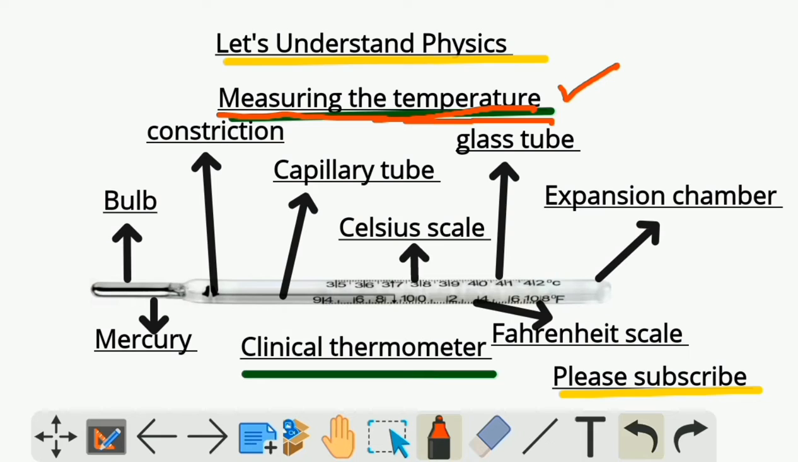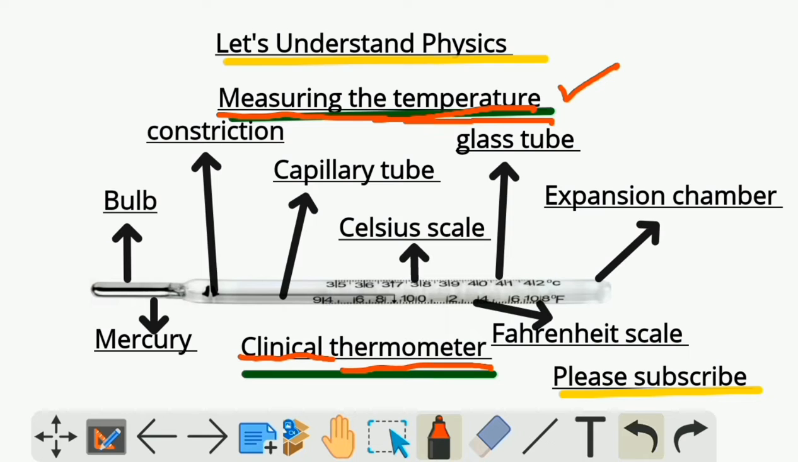Now for measuring the temperature, we have a device called a thermometer. For you in class 7, you have two types of thermometers, the clinical thermometer and the laboratory thermometer. In this video, you will understand the clinical thermometer, its construction and how to use it. Please watch the full video so that you will get a complete idea of the clinical thermometer.